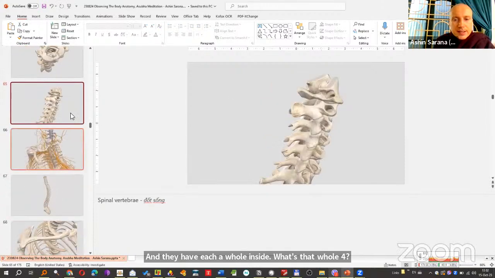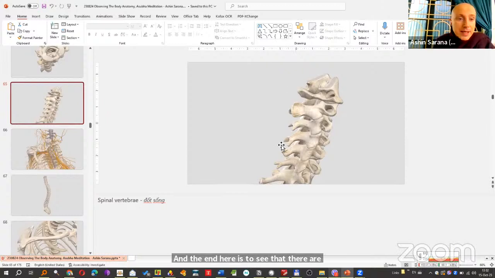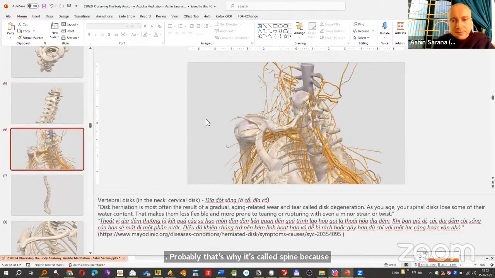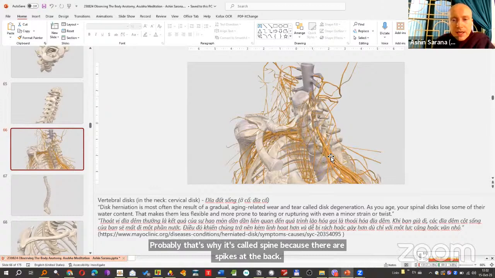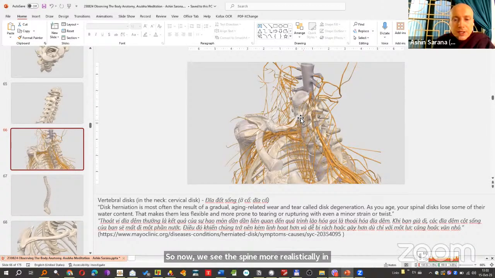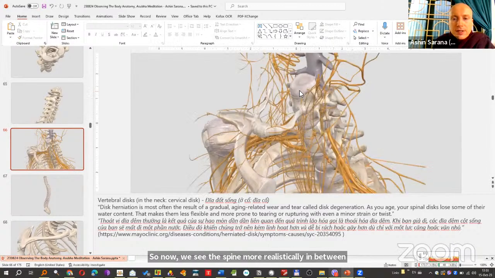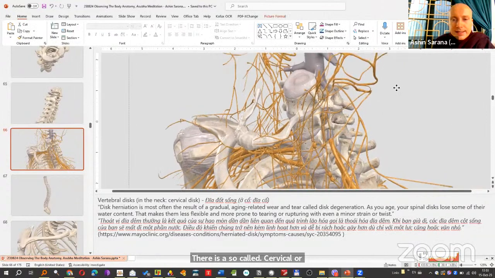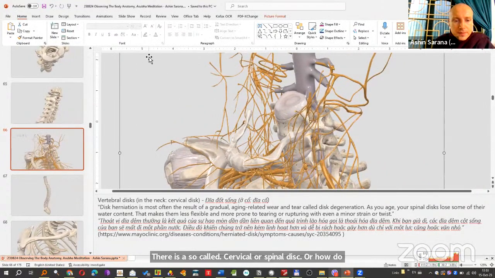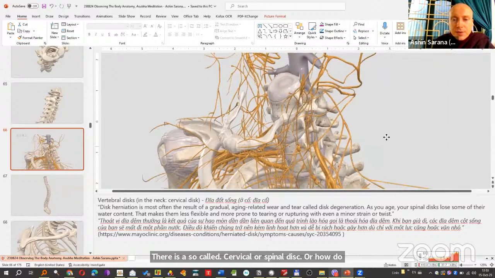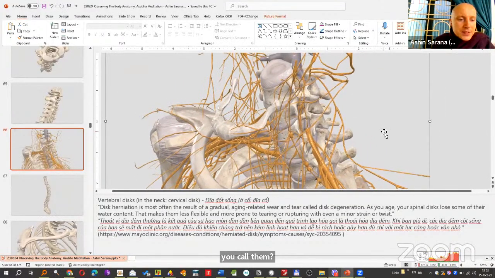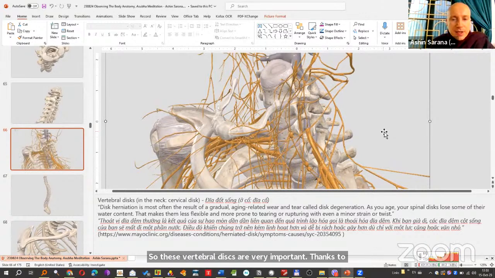Now we are looking at the spine. And the aim here is to see that there are spines on the spine. Probably that's why it's called spine, because there are spikes at the back. So now we see the spine more realistically. In between each and every vertebra, there is a so-called vertebral disc. These vertebral discs are very important. Thanks to these vertebral discs, which are soft, it is possible for us to move our back and neck smoothly.